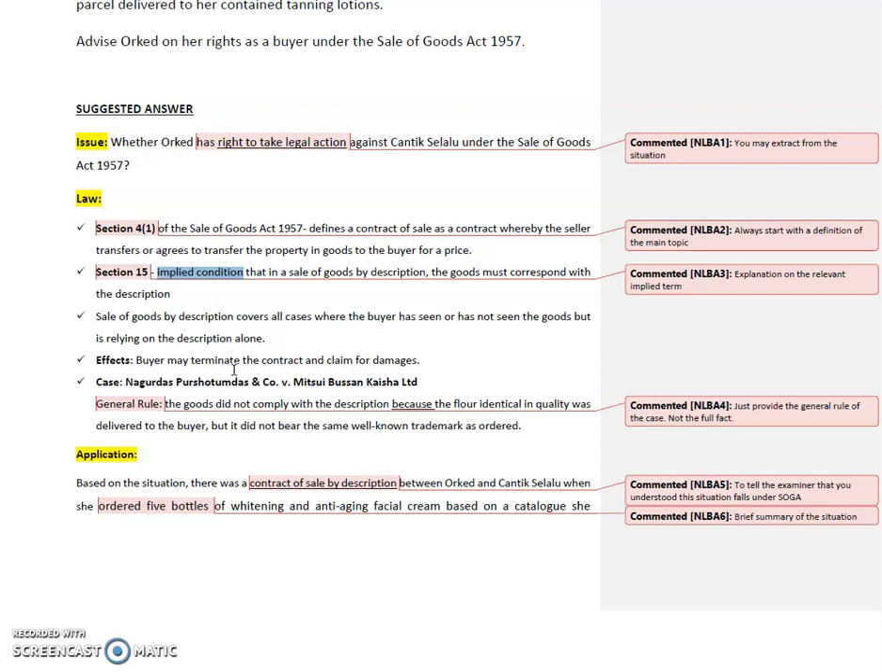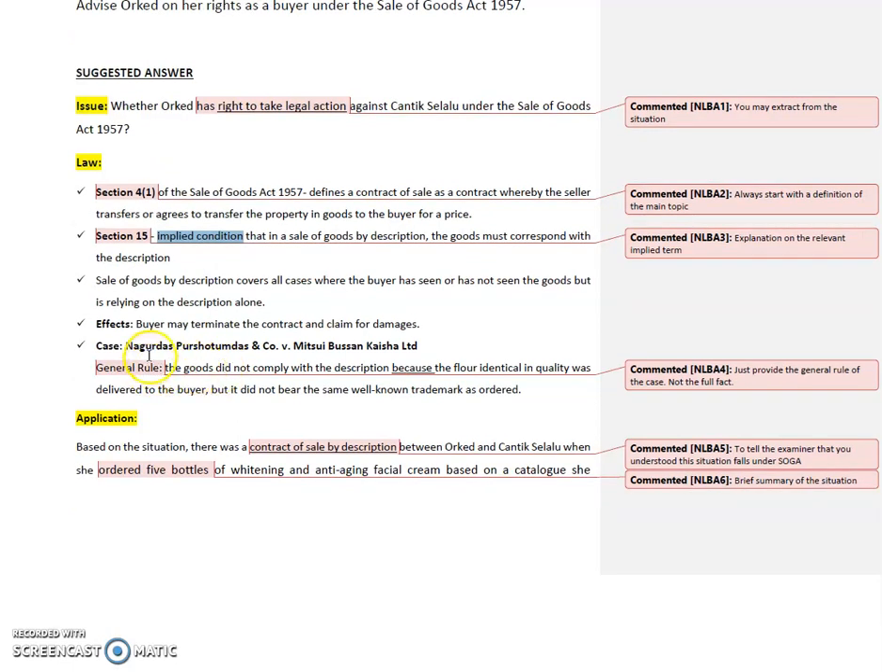Okay, example of case to be discussed here is, you please state and discuss the general rule of the case in section 15. Since it concerns section 15, you have to discuss a case under section 15. Alright, so just discuss one case only. Example of case for section 15 is Nagodas Prosecution Das and Co. against Mitsubishi Kasha Limited. So what is the general rule found in this case? You just provide the general rule of the case, not the full.